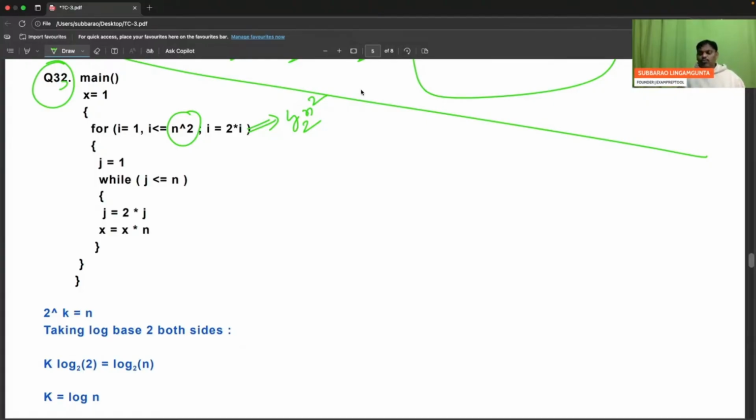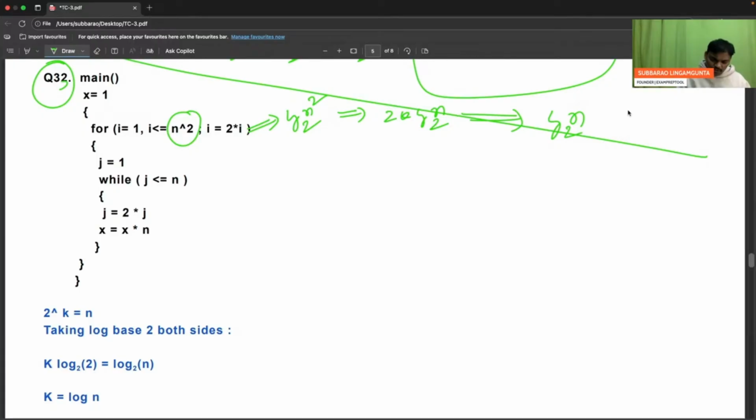Right? The first loop, how many times does it run? Always into 2, log n base 2. If n square is there, log n square base 2. This can be written as 2 into log n base 2. 2 is a constant, you can ignore it, simply log n. Base 2 if you want, you can write. So the first loop is log n.